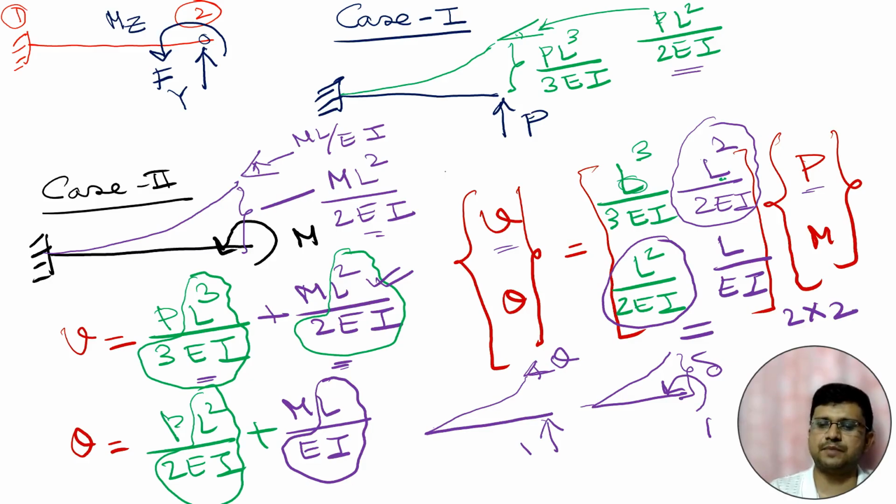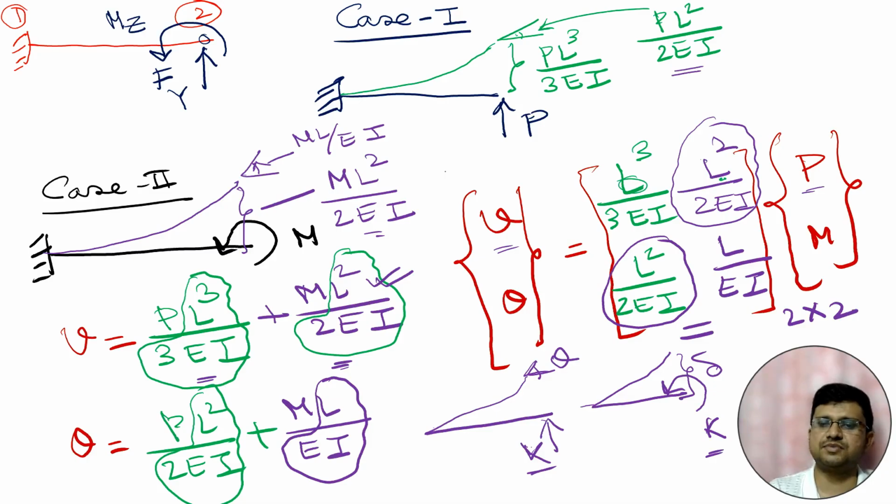So if we apply the same value of force and moment, suppose this is k, this is also k. So the slope generated due to force k will be equal to the displacement generated due to moment k. So this is also a very interesting form of Maxwell's reciprocal deflection.